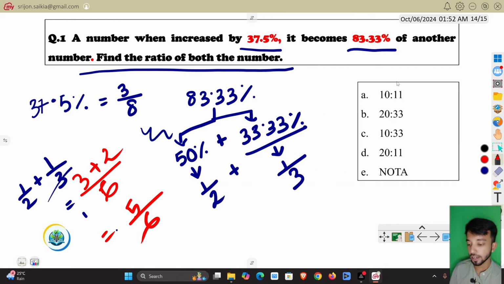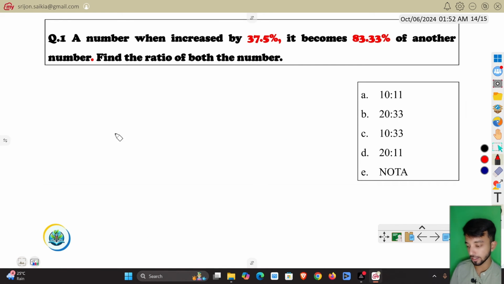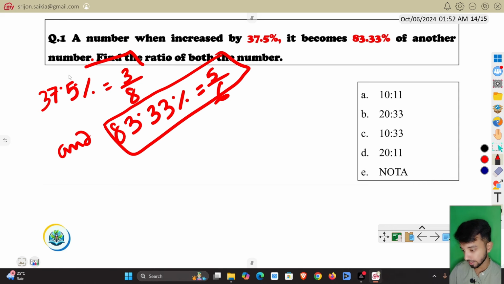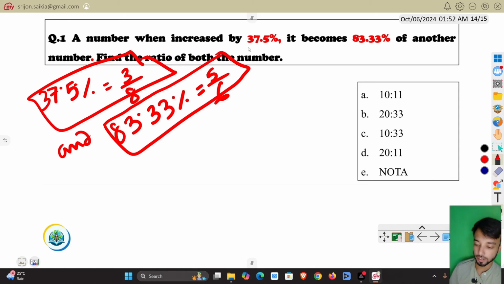Let me write in a clear way. 37.5% is equal to 3 by 8, and the value we found for 83.33% is 5 by 6. Is this clear to you here? We got the values of 37.5% and 83.33%.